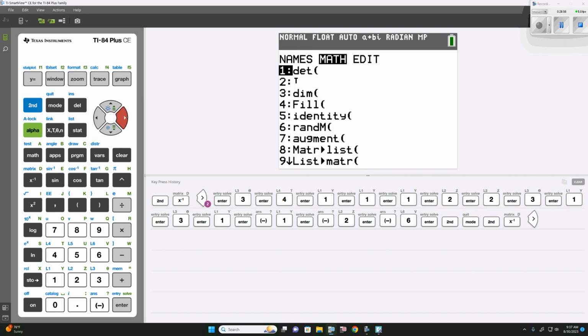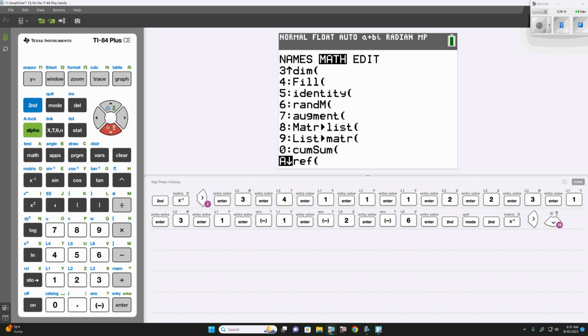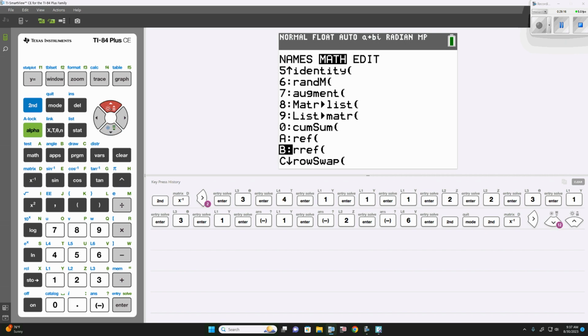But this time we're going to go to math. We're not going to edit. We're going to math. We want it to do a calculation. And in that list, down below, there is one called RREF, Reduced Row Echelon Form. So we're going to have to scroll down. So B, RREF. Once you find it, hit enter. And on your front screen, you should have RREF listed.